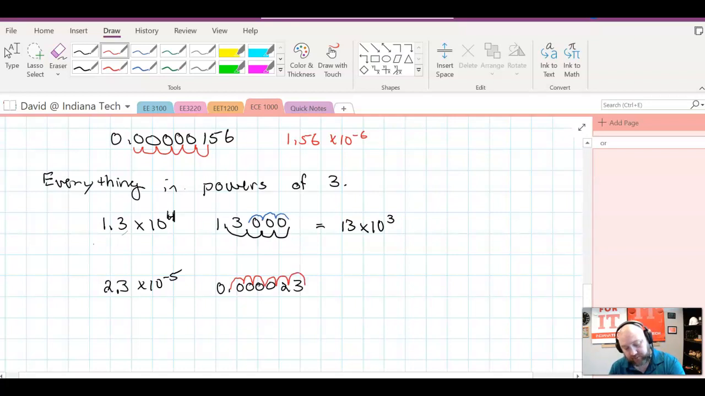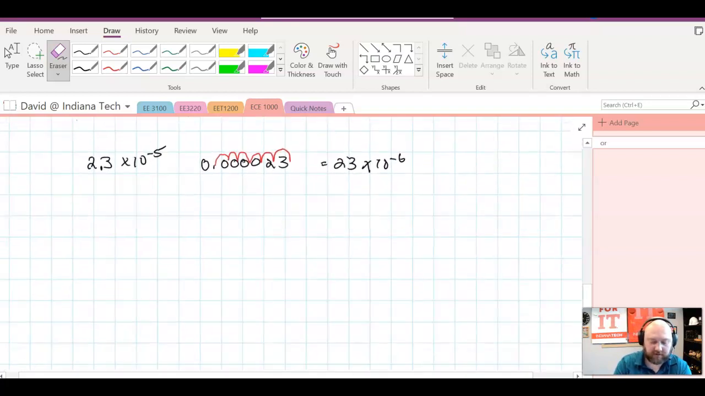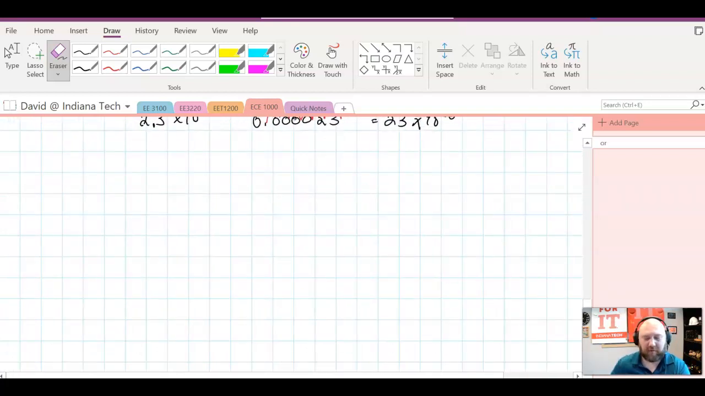1, 2, 3. And so what I'd really wind up with is that this number would be 23 times 10 to the negative 6, because again, everything needs to be in powers of 3 for engineering notation. Now, in addition to wanting everything in powers of 3 for engineering notation, we also don't want to always have to write that scientific notation down.